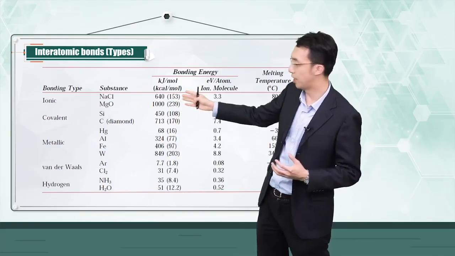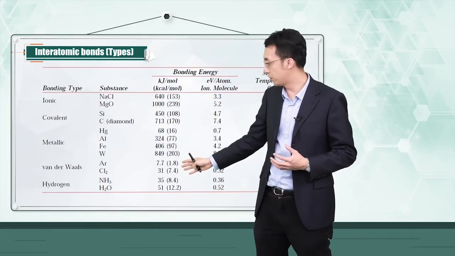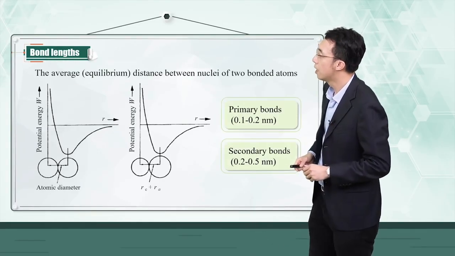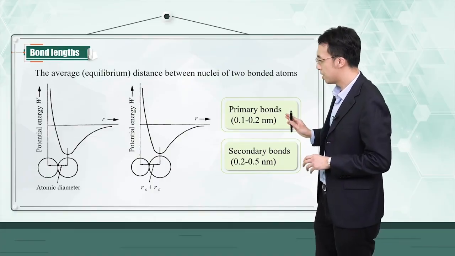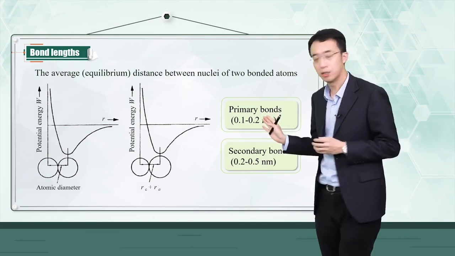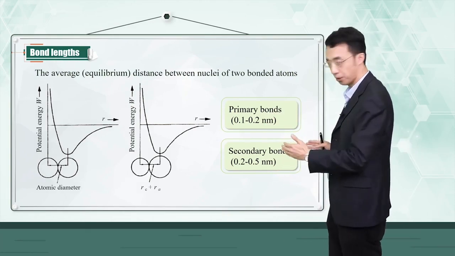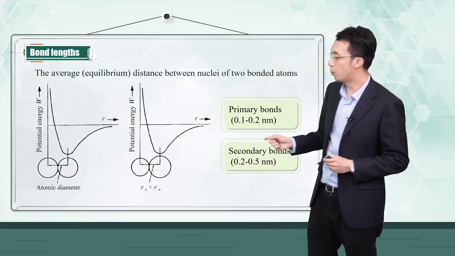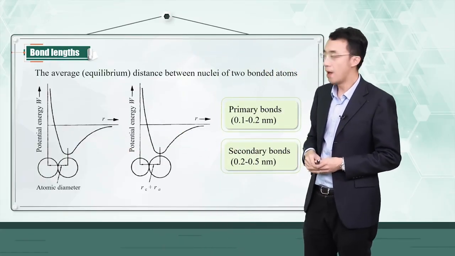Before we jump into each specific interaction, we will look at the interatomic bonding energy of these bonds. You can see that for ionic and covalent bonds, the interaction energy is usually higher, which means the bonding is usually stronger. And metallic bonding is usually weaker than covalent and ionic bonds, but much stronger than the secondary physical interactions of van der Waals bonds and hydrogen bonds.